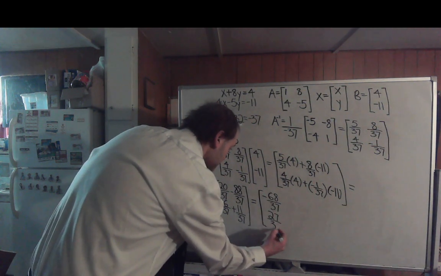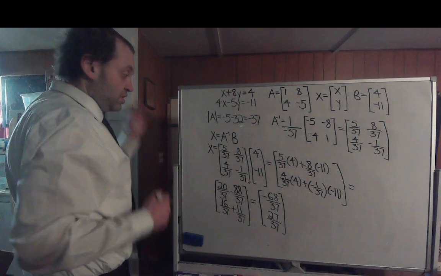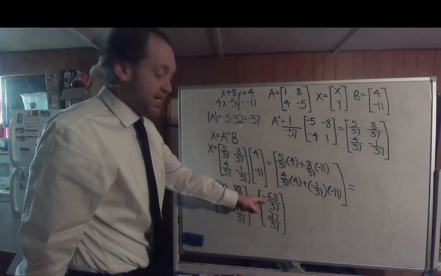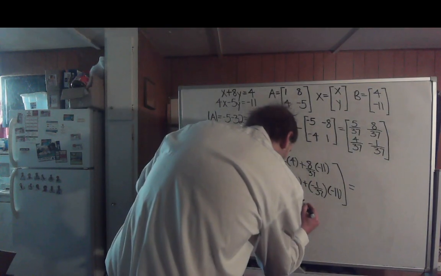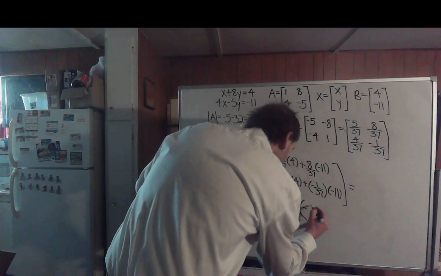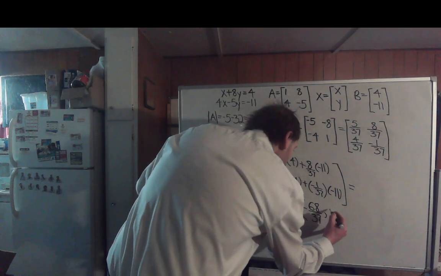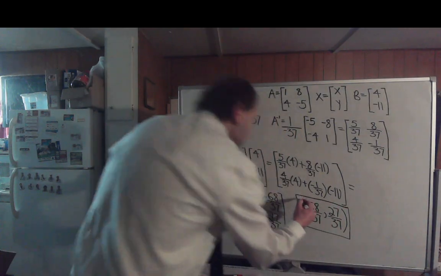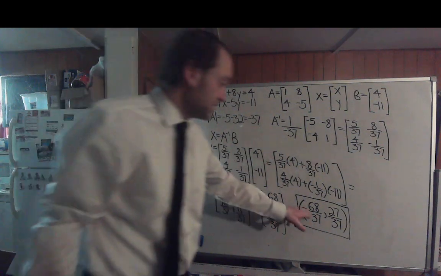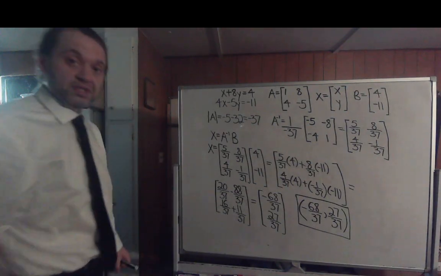27/37. Yeah, not a pretty solution, is it? So that's your X matrix now, negative 68/37 and 27/37. So your ordered pair, that's your solution, is going to be negative 68 37ths, and then 27 37ths. So there's the ordered pair as a solution. I got just one more problem, then we're done with this lesson.